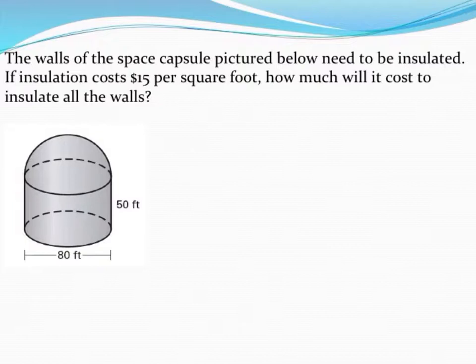First of all, it's not made up of a single shape, it's made up of two separate shapes. So I'm going to divide my shape into two pieces. The upper part of this space capsule is a hemisphere, so let's do some work for a hemisphere up here. And then the lower portion of this space capsule is a cylinder. So I'm going to have two separate problems to do. I'll then add those two surface areas together to get my total exposed surface area of this figure.